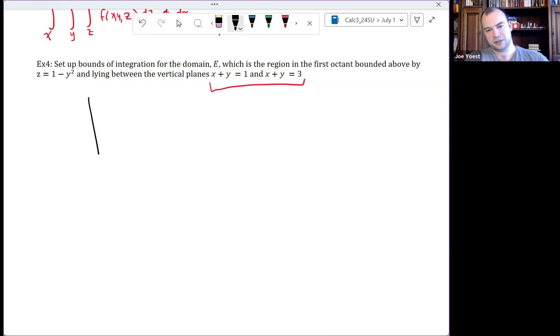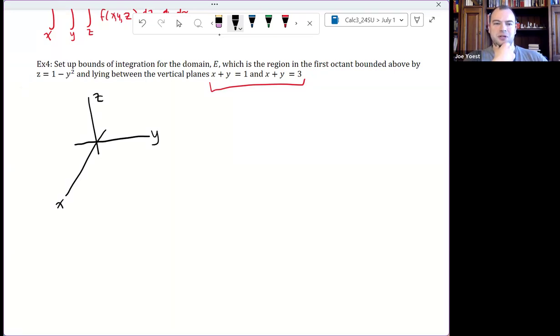So again, let's draw a picture of this. Drawing the picture is probably half of the battle. And then deciding how best to slice things up is most of the rest of it.